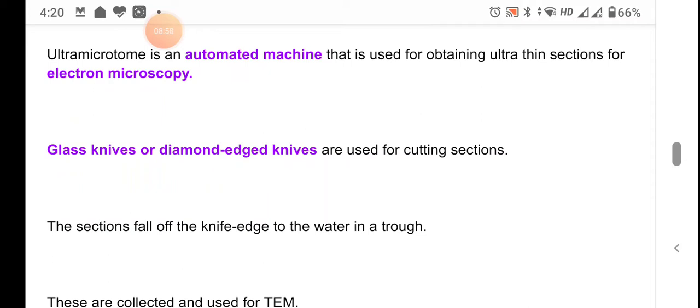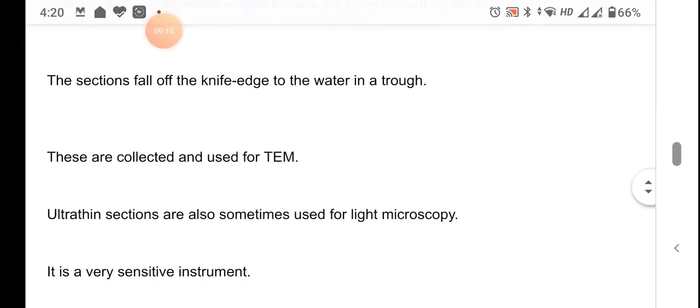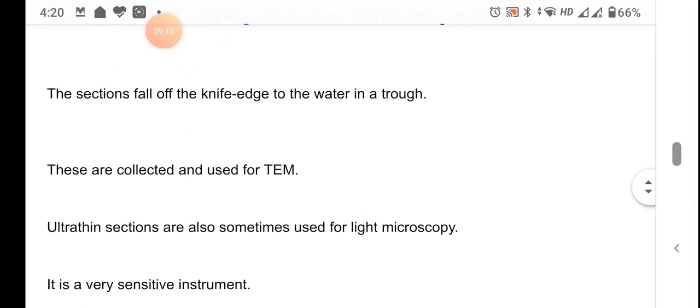Okay, where a small trough will be kept with water, and the sections which are formed will directly fall into that water, and they are collected and used for transmission electron microscopy. And these sections can also be used for light microscopy. Okay, and this is a very sensitive instrument.